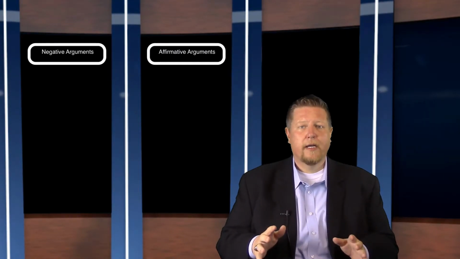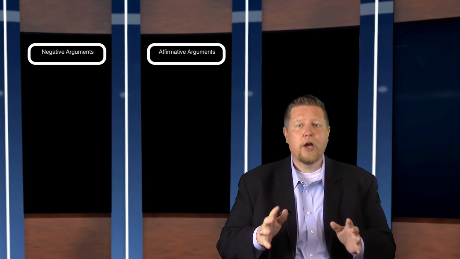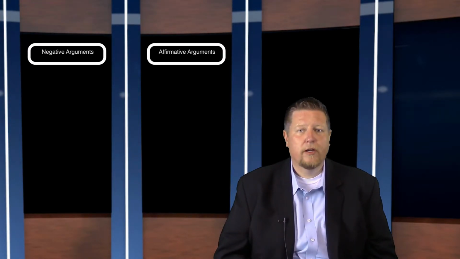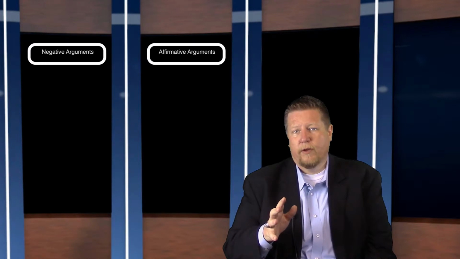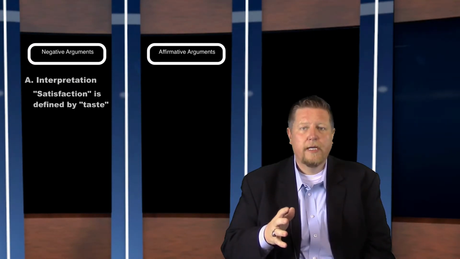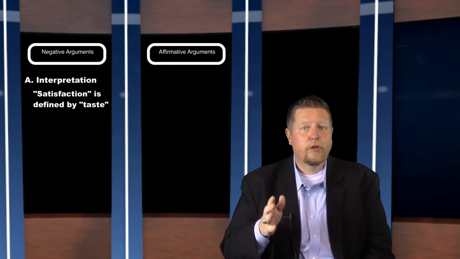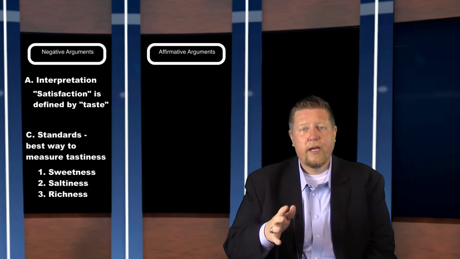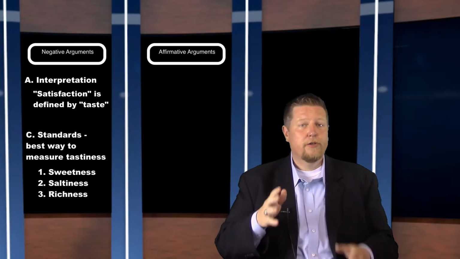You enter a cookie contest and present what you think are the best darn chocolate chip cookies I've ever made. And you know the judge will choose the most satisfying cookie. We'll say that's the word in the resolution you are trying to meet. But your opponent claims that the satisfaction of a cookie is defined by taste. That's their interpretation. And they say we can measure how tasty a cookie is by the sweetness, the saltiness, and the richness. These are their standards.